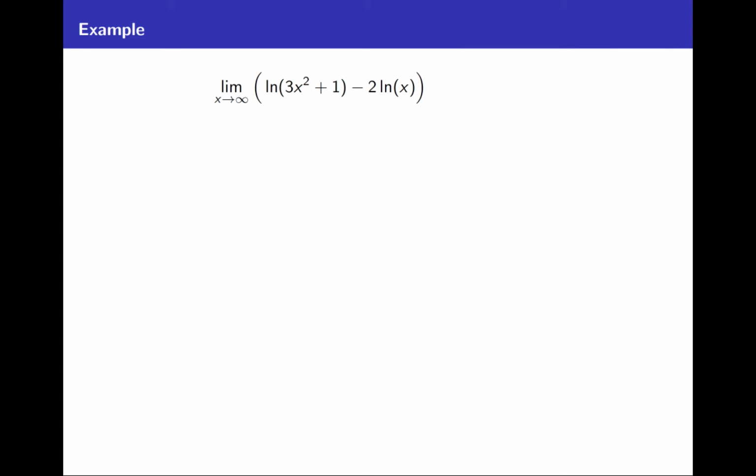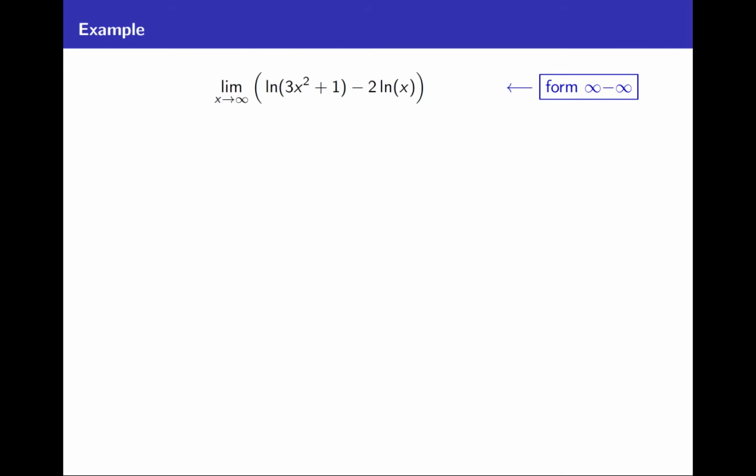Here's another example. The limit as x goes to infinity of ln of 3x squared plus 1 minus 2 ln of x. Now, as x goes to infinity, we know that ln of x is getting bigger and bigger and bigger. So the 2 ln x is going to infinity. And certainly the ln of 3x squared plus 1 is going to infinity, because the 3x squared plus 1 is getting big even faster than the x is getting big. So we recognize this limit as the indeterminate form infinity minus infinity.